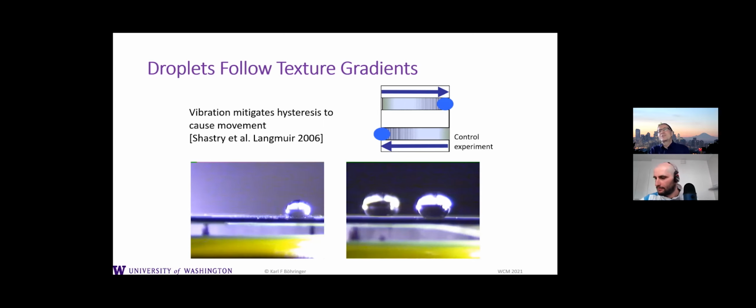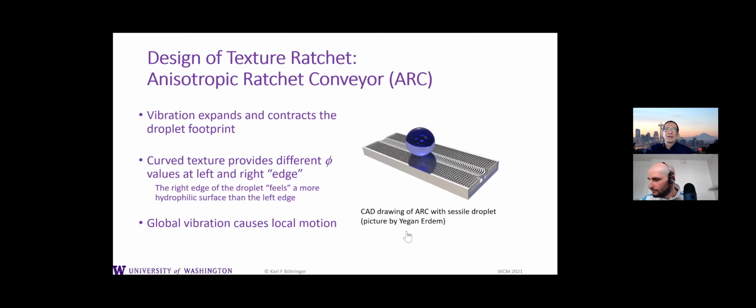Now, of course, these gradients are not very long, so the drops don't travel very far, and the usefulness of the system is somewhat limited. So we were interested in looking at ways to make the drops travel larger distances. And instead of a gradient, we created a ratcheting surface. So a system where the drop is repeatedly following essentially small steps, small gradients.